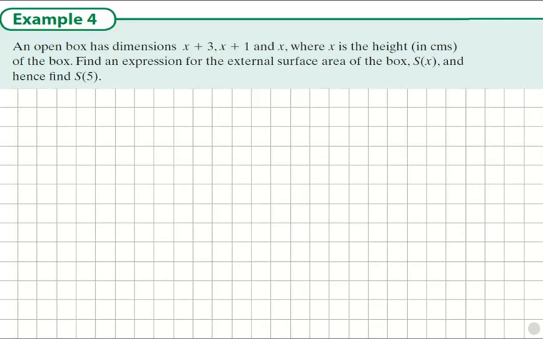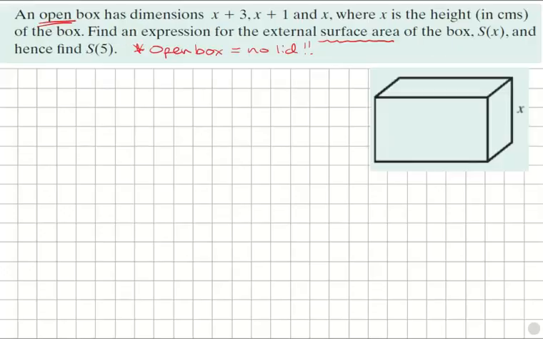So that's important. So typically when we're trying to find the surface area of a cuboid, there are 6 sides to find, or 6 faces. So the top, the bottom, the front, the back, and the 2 sides. But this time we're only trying to find 5 of them because it's an open box. So there's no lid, so there's no top. So open box, no lid.